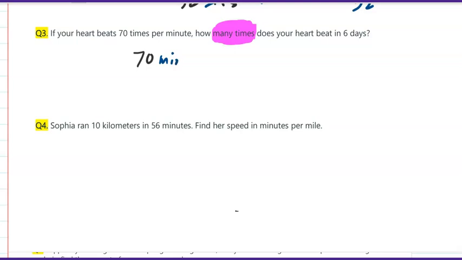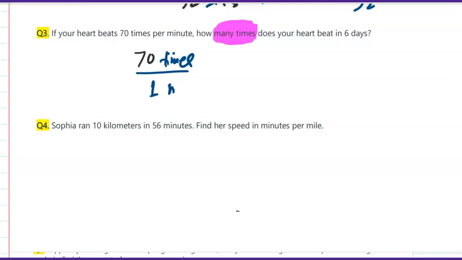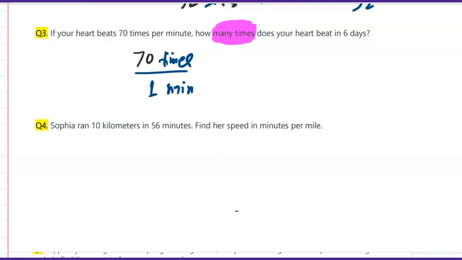70 times divided by 1 minute. But you're looking for how many times it beats in 6 days. So we have a day here, but that's the minute units here. So we got to change day to minutes. How do you do that?